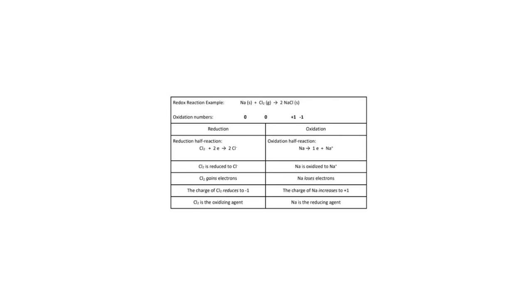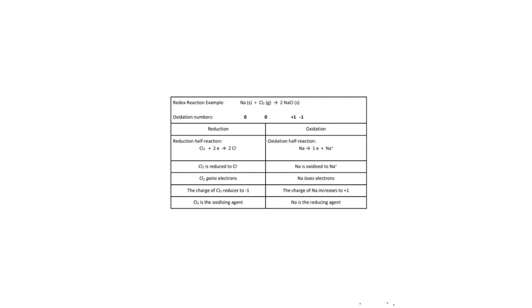So the reduction half reaction is the chlorine gas because it went from a 0 to a -1. And then the oxidation half reaction is when the sodium went from a 0 to a +1. So the chlorine gains electrons while the sodium loses electrons. The charge of chlorine reduced to -1. The charge of sodium increased to +1.